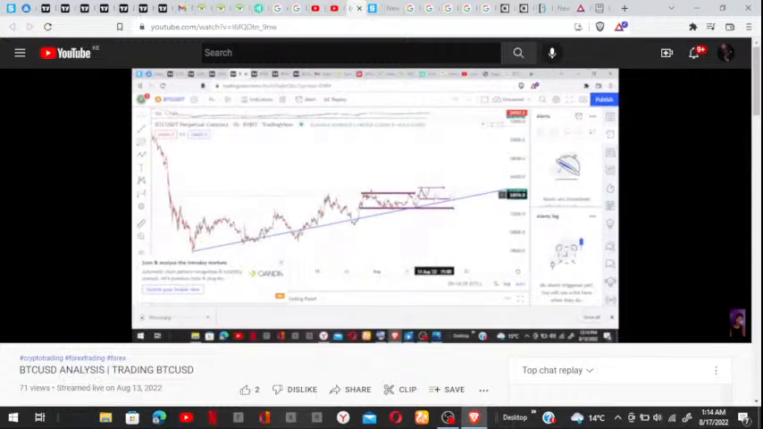So if this happens, I feel like once this bounces back, it's going to move up to maybe 26 something or maybe 25 something before dropping back down and creating another zigzag going up.